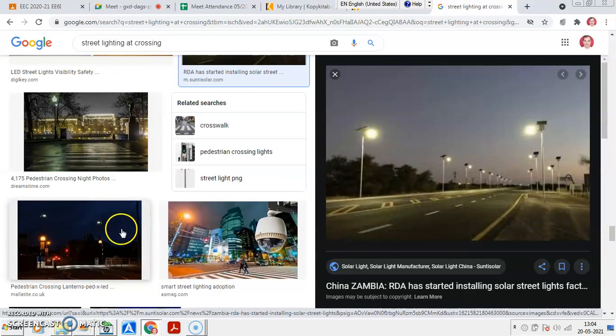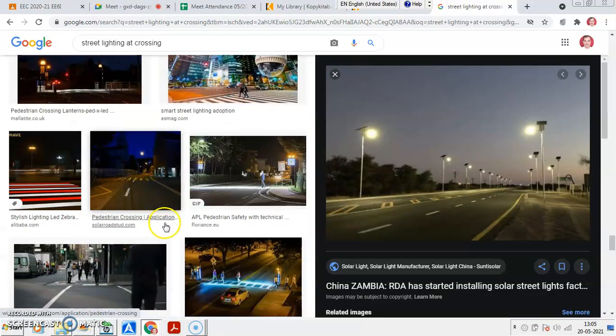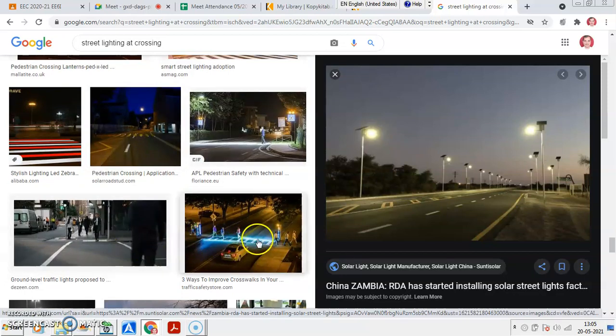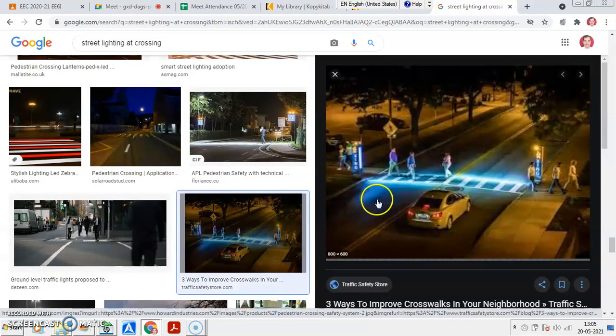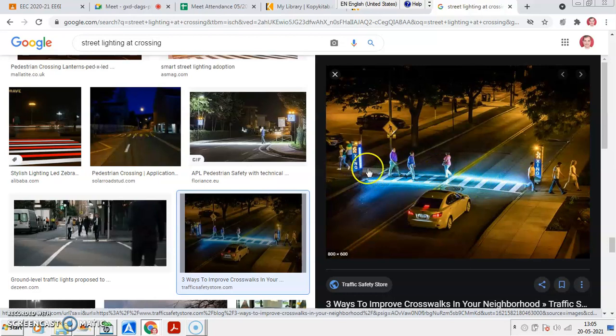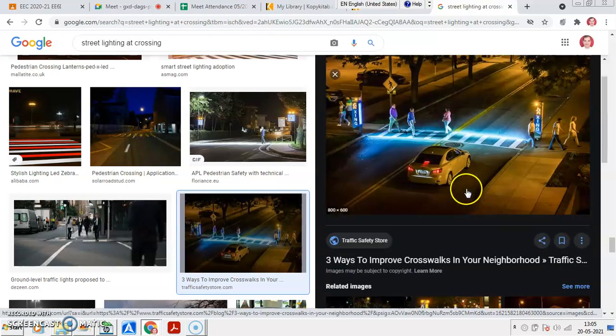Bigger roads you can have. So like this you are having multiple. This is another type of lighting scheme that is provided. This is especially automatic, so you can have that this particular portion gets illuminated only where the pedestrians are moving.